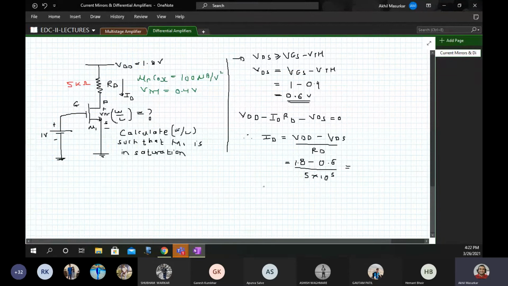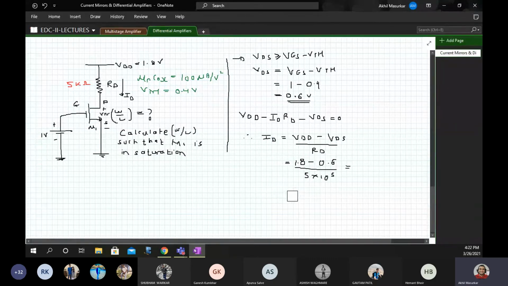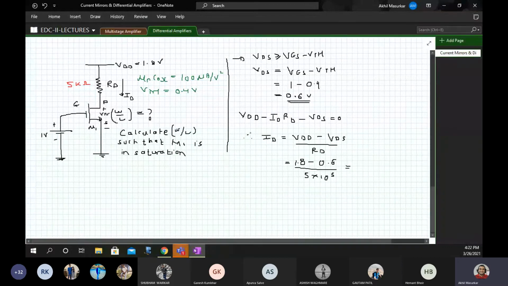So can somebody tell me what is the value of ID? ID is equal to how much? Okay, 240 microamperes. Is it perfect 240 or is it 240 point something? Yes, sir, perfect. So it is going to be 240 microamperes. Correct. But now we want to find out the value of W by L.